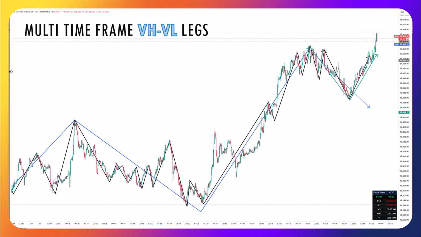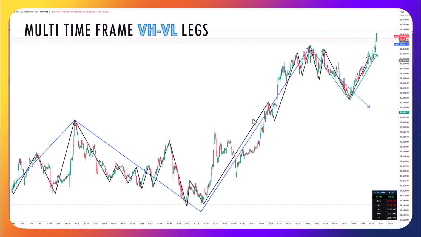Now, if you look at multi-time frame valid high and low legs, this is what it looks like. If this is the 15 seconds time frame, this black one is the 1 minute time frame swings, this green one is the 5 minutes time frame swings, and this blue one is the 15 minutes time frame swings. As you see, the lower time frame, the black ones, delivers the mission that the higher time frame has. They're just doing the agenda, everything which is supposed to be done by the higher time frame.